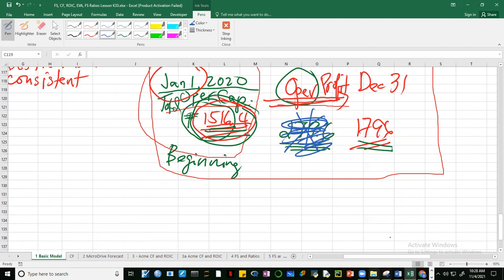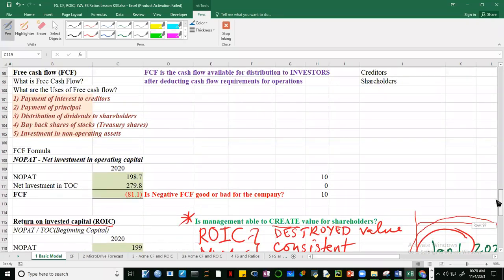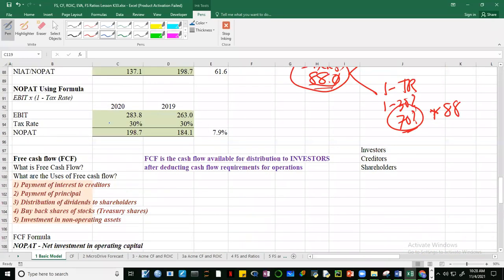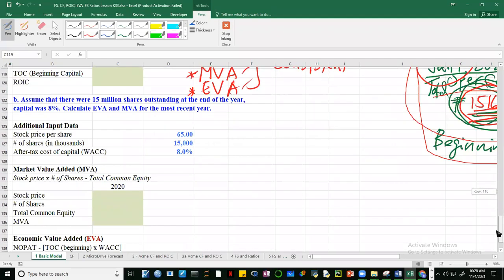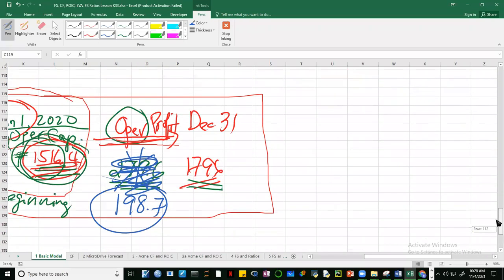Ano yung investment yan guys sa TOC? Yung 279.6. Ang profit natin, yung NOPAT, andito na. Just take a look at the figures kasi na-compute natin yan eh. Yun ang na-generate natin na profit, 198.7. Mali yung figures na nakukuha natin. Okay, ulitin natin guys yung kwento.